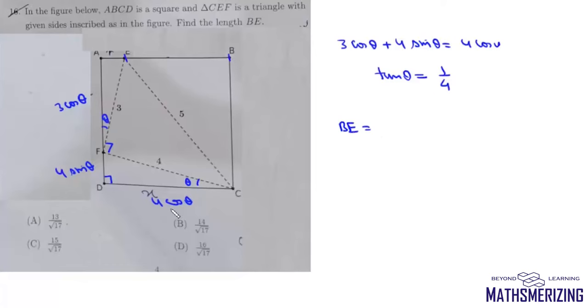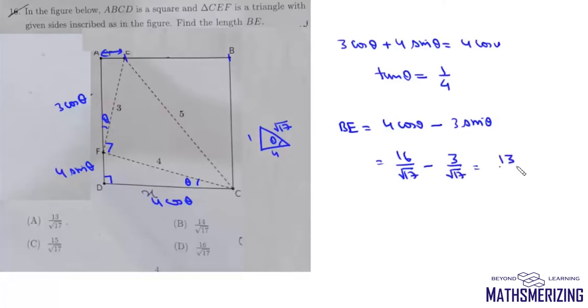Now this BE is this entire length, which is 4 cos theta, minus this length, and this length is 3 sin theta. Now we have this tan theta, this is 1 and 4, and this is root 17. Now 4 cos theta will be 16 by root 17 minus, and 3 sin theta will be 3 by root 17. So it will be 13 by root 17, and that's your option A.